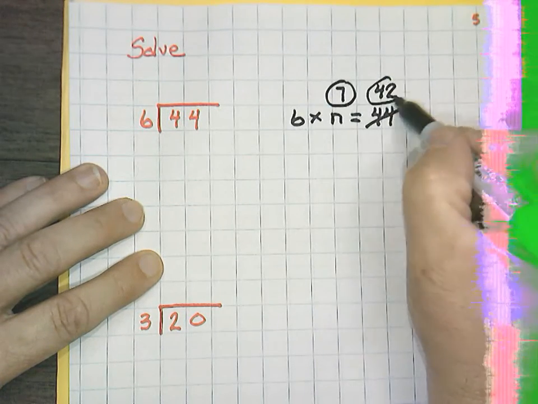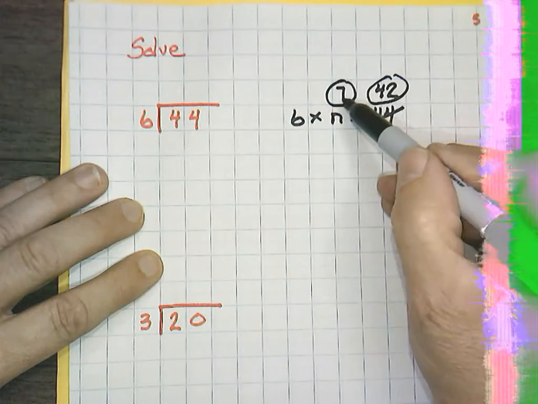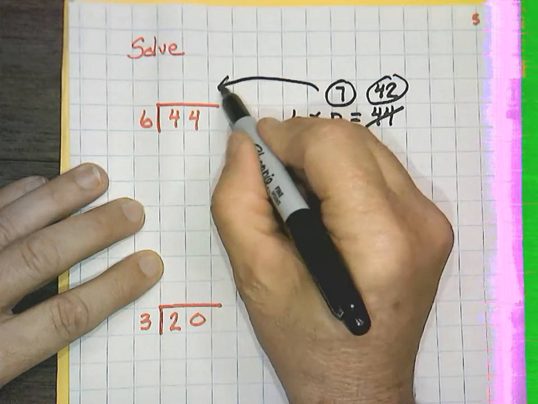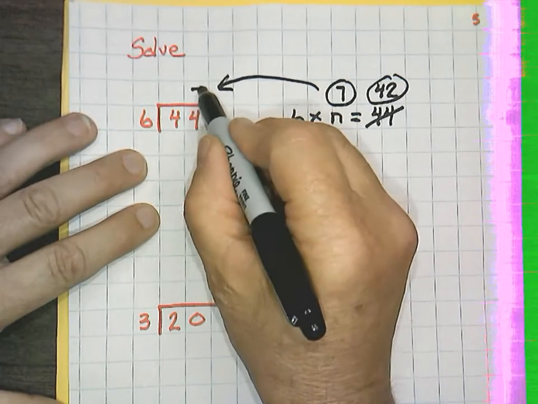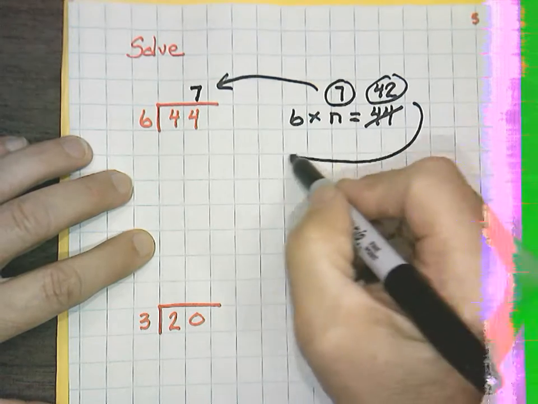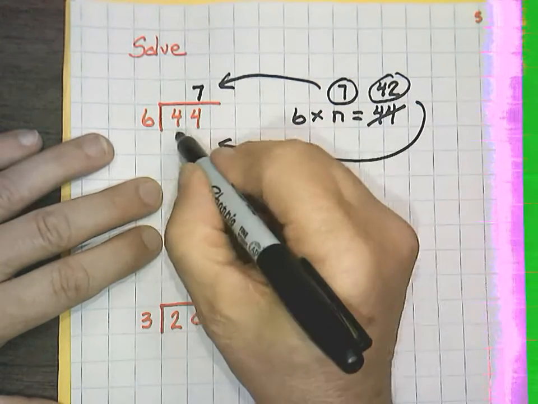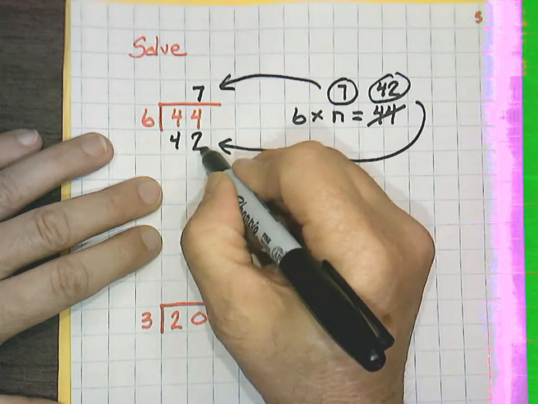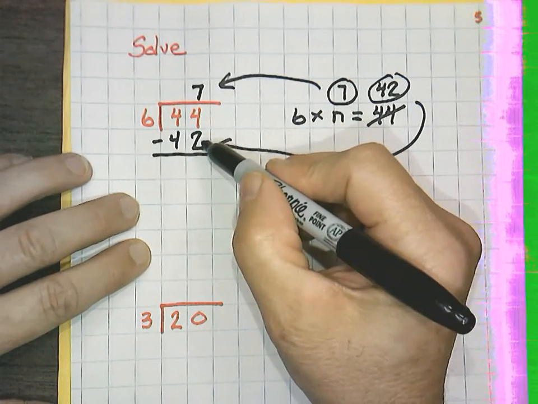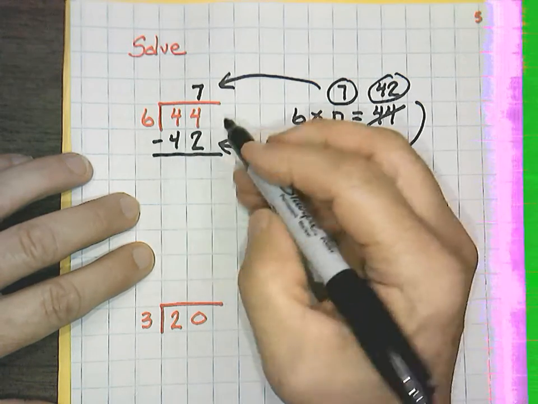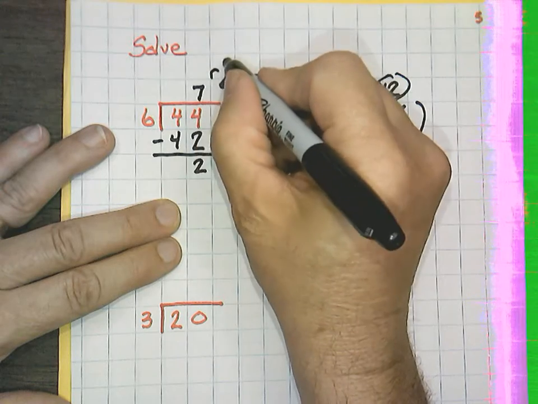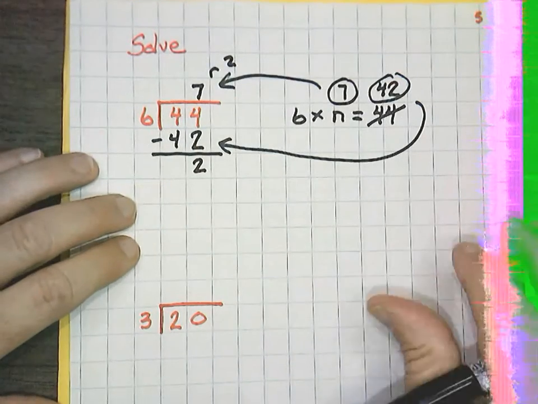What am I going to do? Am I just going to use one of these numbers, or am I going to use both? Remember, I'm using both. The 7, or the smaller number, goes on top, and the 42, the larger number, goes on the bottom. And you'll notice that they are different. 44 is different from 42. How different? Well, we subtract. So in this case, it's 2. Our answer is 7 with a remainder of 2.